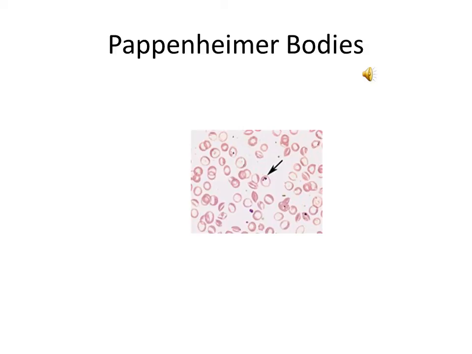Siderocytes are seen in any condition in which there is iron overloading, such as hemochromatosis or hemosiderosis. It can also be seen in the hemoglobinopathies and in patients following splenectomy. And again, hemoglobinopathies include sickle cell anemias and thalassemia.